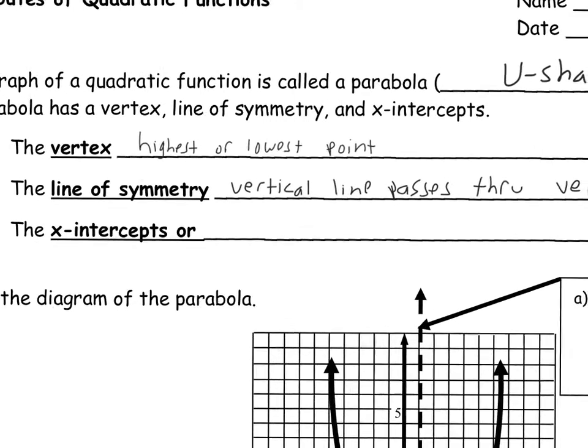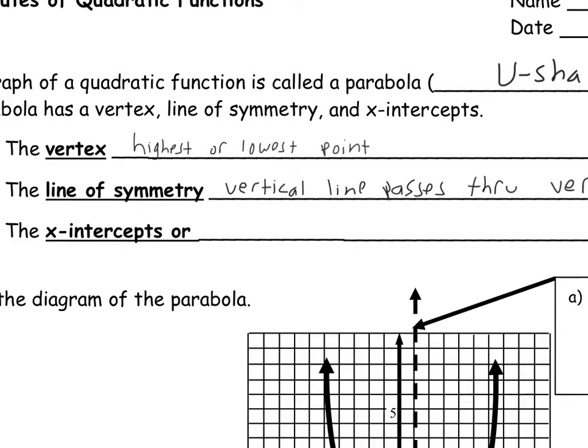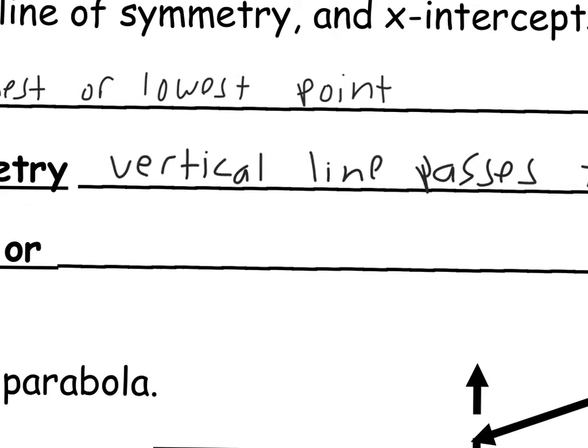Here we go. This is the part where you're going to get tired of today because we're going to rewrite it probably 4 or 5 times. The x-intercepts, or what I like to call them, is the ROXS. R-O-X-S. And that's an acronym.